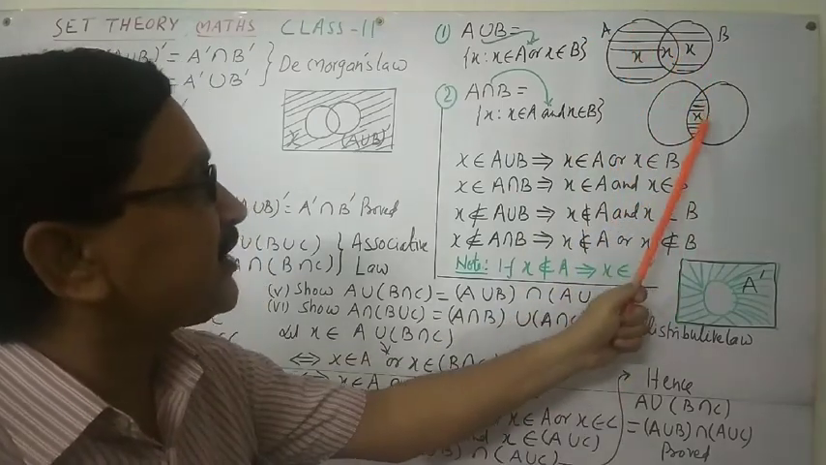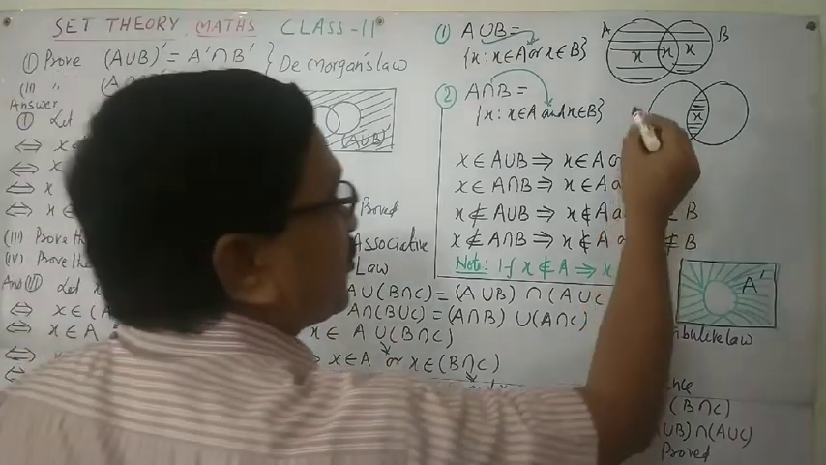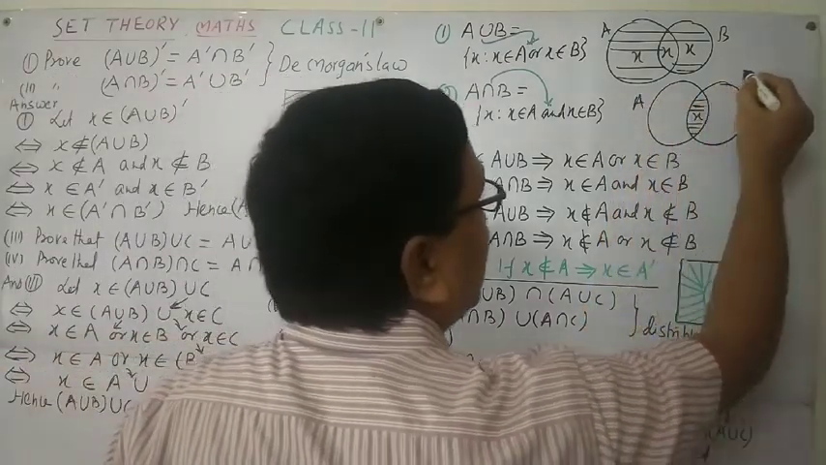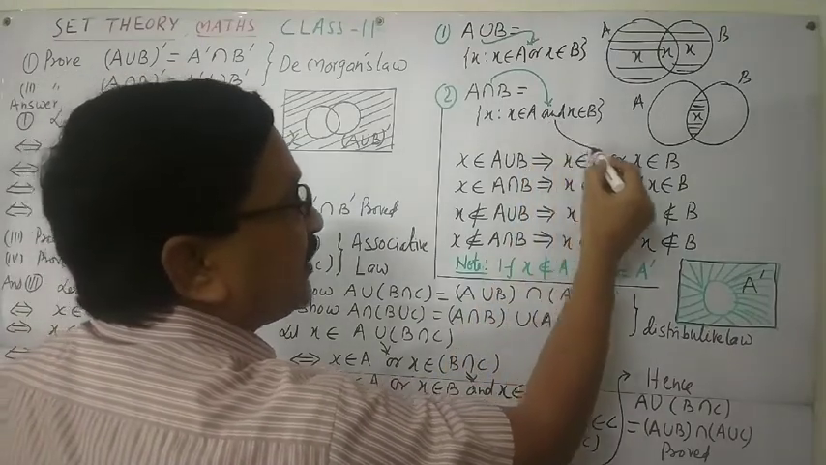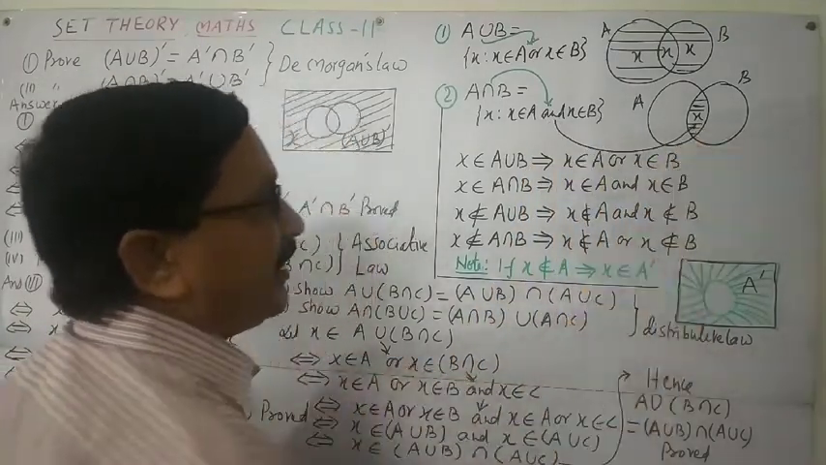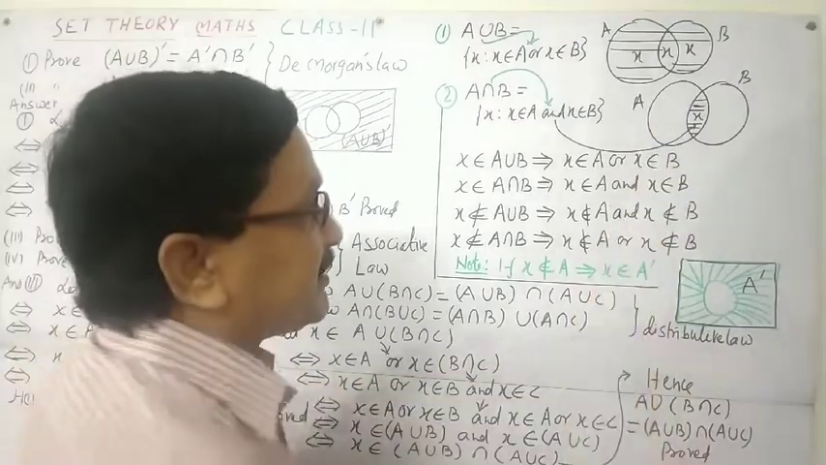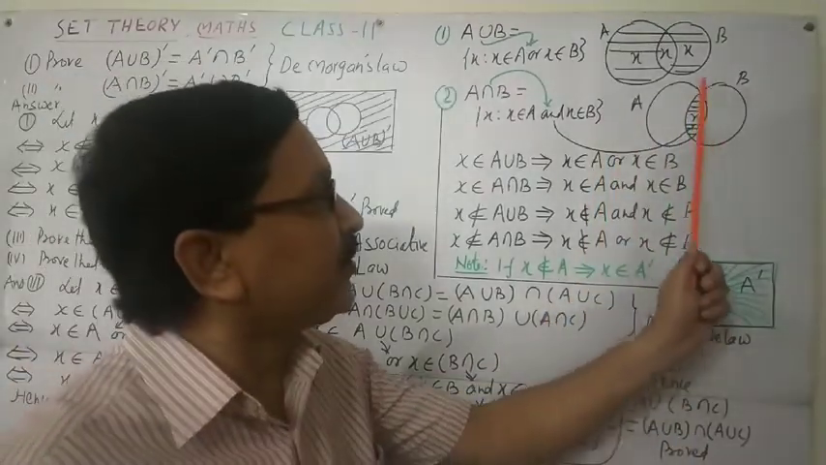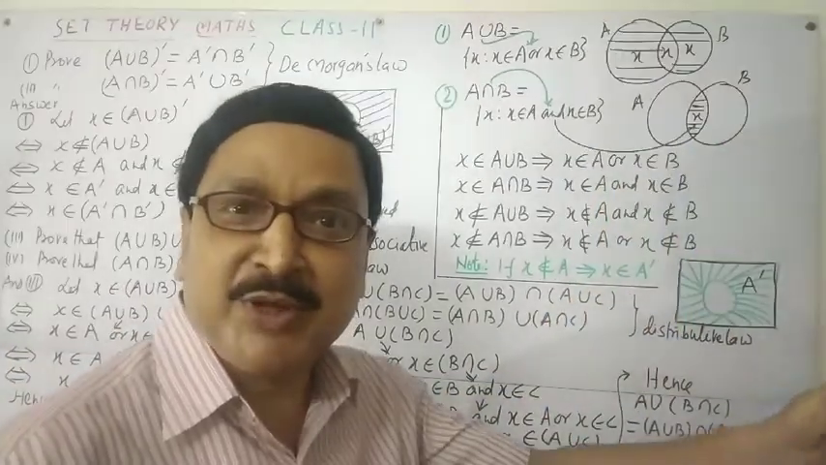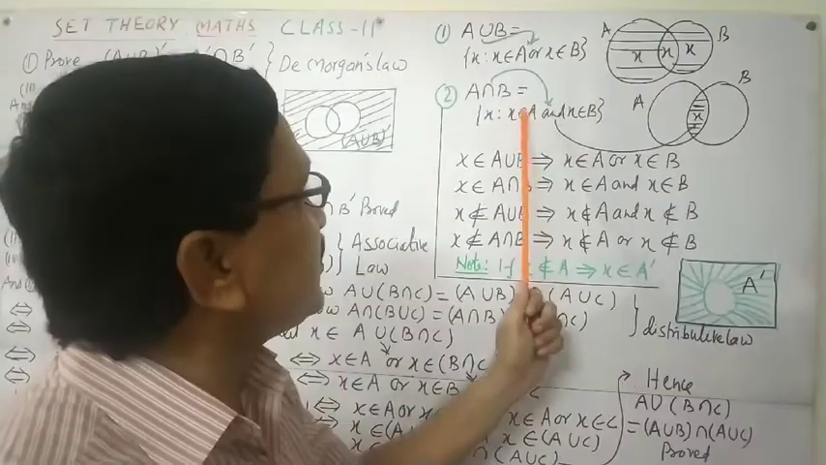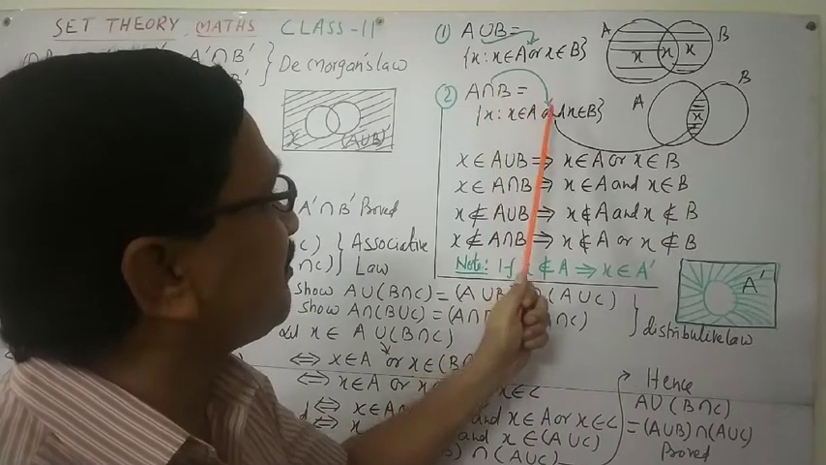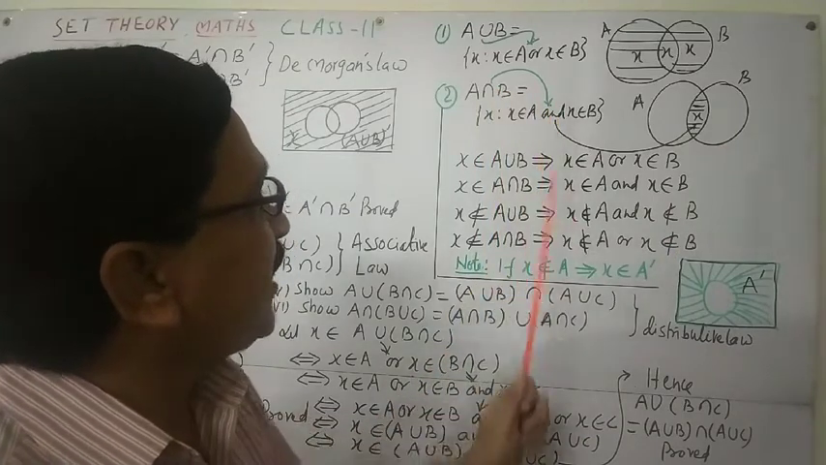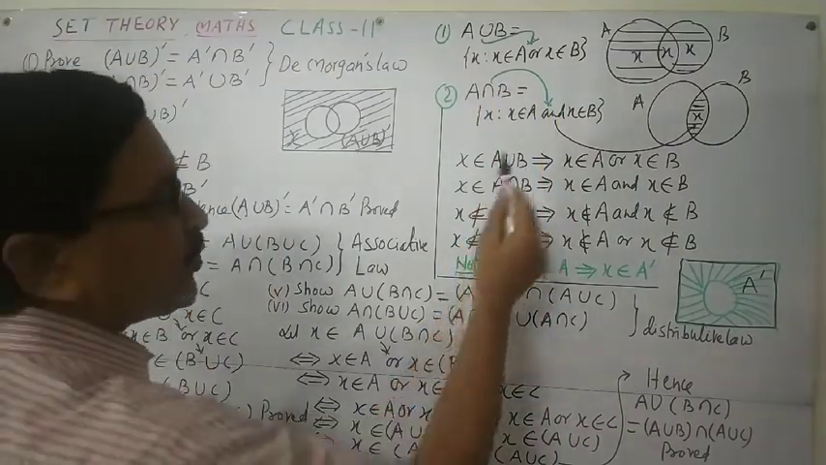But in case of intersection, this will be AND. AND means as well as. This X is belonging to A as well as this X is belonging to B. So this is called intersection. Wherever the sign of intersection comes, it will mean AND. And finally, X belongs to A union B.